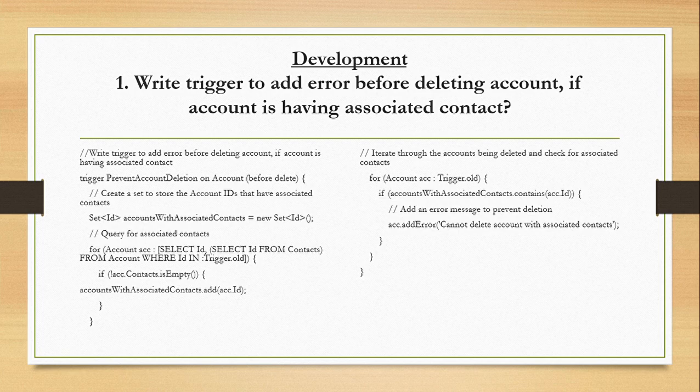After that, store the account ID of the contacts, and iterate through the accounts being deleted in Trigger.old and check for associated contacts, that is, whether the set of accounts with associated contacts contains the ID or not.